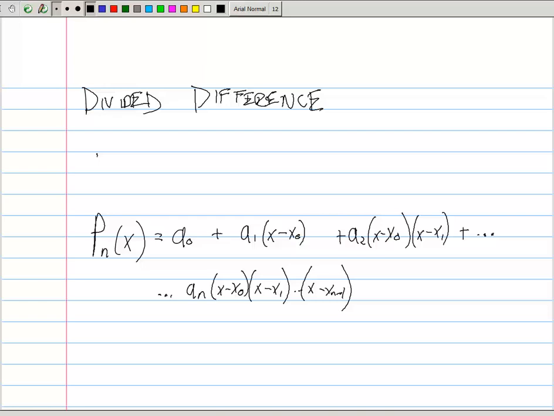Hi everyone, today I'm going to create a video on divided difference, forward difference and backward difference, and I'm also going to be covering Lagrange interpolation in a secondary video. But let's start with divided difference.